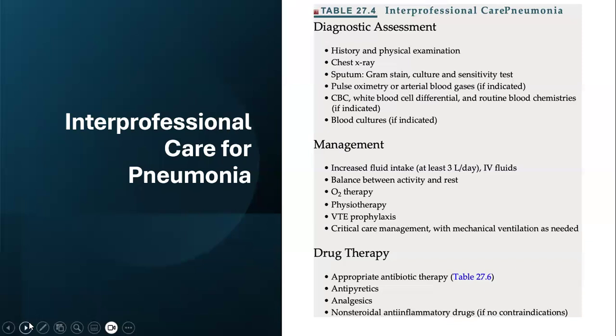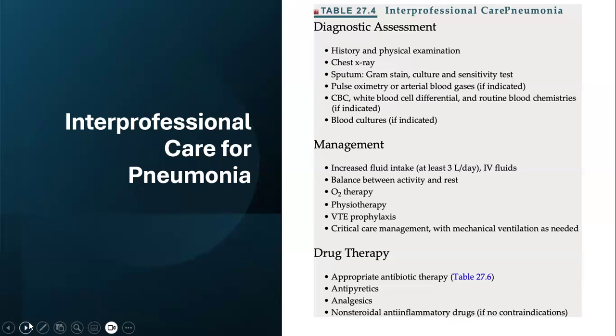For the management of patients with pneumonia, usually they will encourage the patient to increase fluid intake to at least 3 liters a day, and also maintain an IV line with IV fluids. The next thing is balance between activity and rest for the patients, giving them oxygen therapy, and also working with physiotherapy to give chest therapy, and also VTE prophylaxis. And for the acute or severe cases, working with critical care area management, maybe with mechanical ventilation as needed.